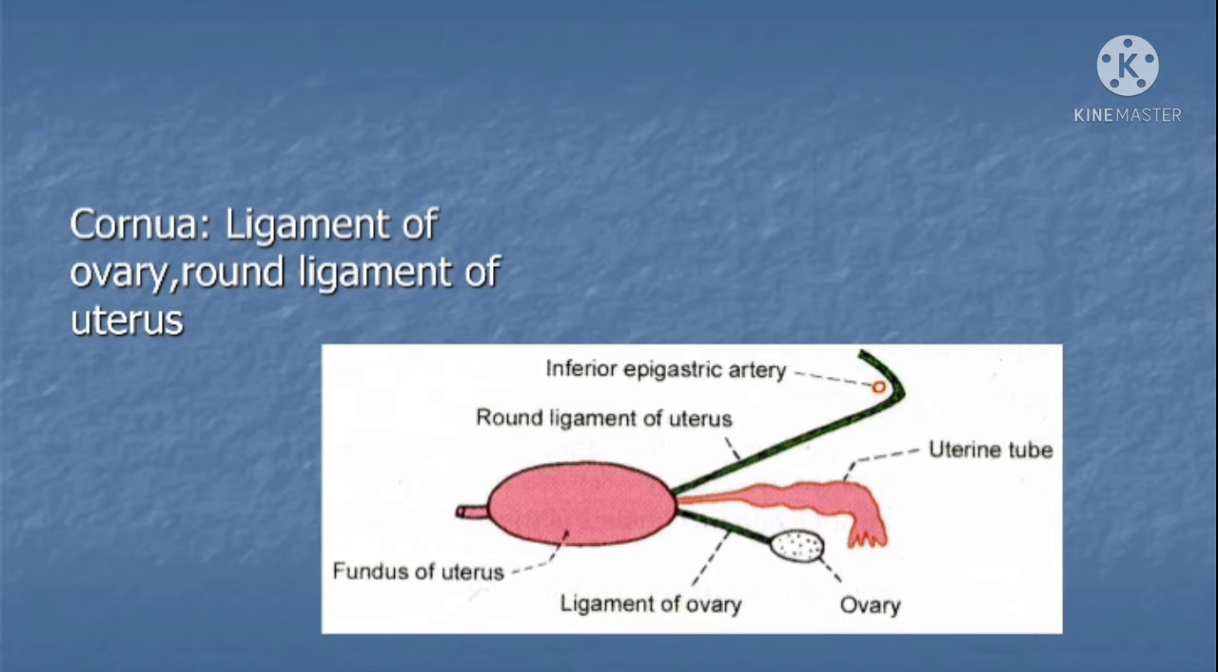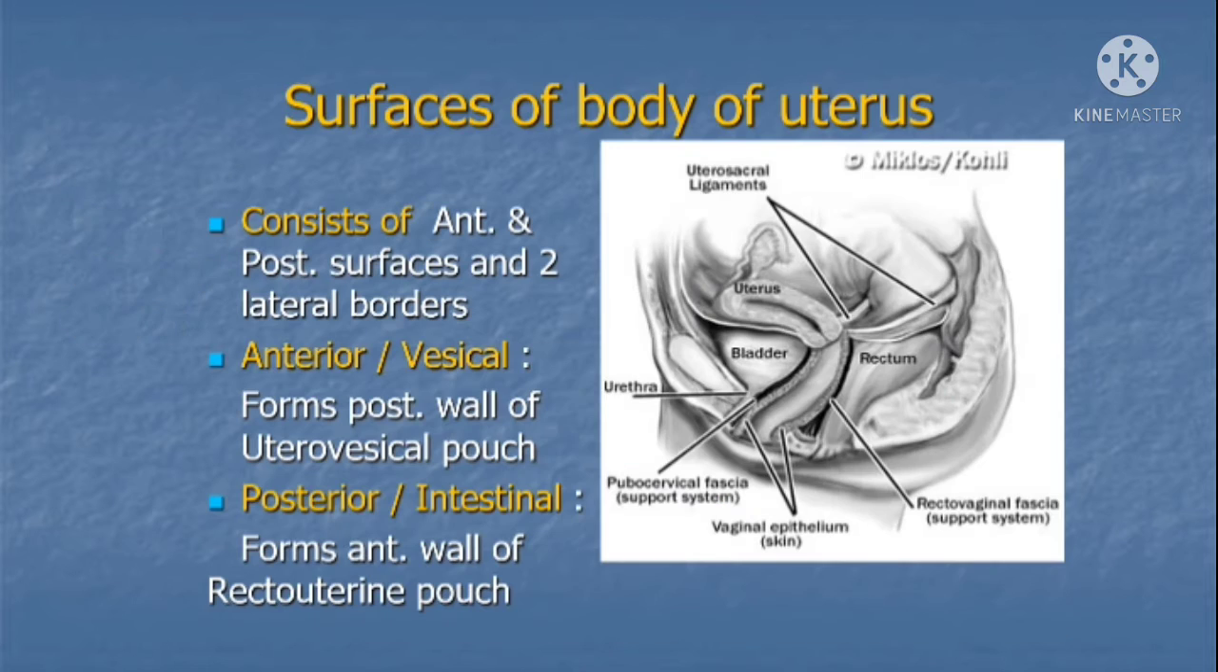Coming to the cornua of the uterus, it has two ligament attachments: the ligament of ovary and the round ligament of the uterus. The ligament of ovary extends from the ovary to the lateral end, that is cornua.